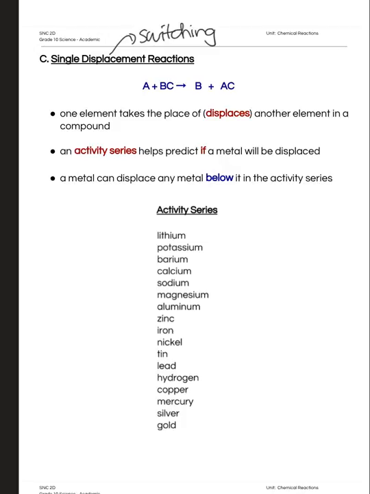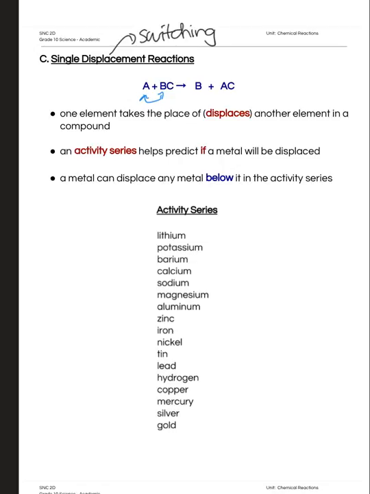Here, it says A plus BC equals B plus AC. So really, what's happened here is that my A and my B have just switched places, which is why I call it switching. In single displacement reactions, one element is going to take the place of another element when we make those compounds. Looking at my reactants, A is an element and BC is a compound, but when I get to my products, B is now the element and AC is the compound. So I'm switching things around.